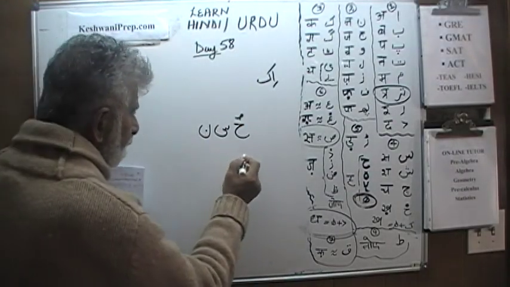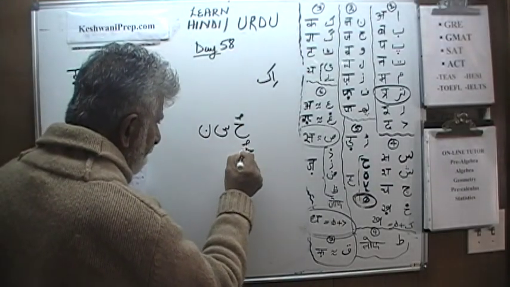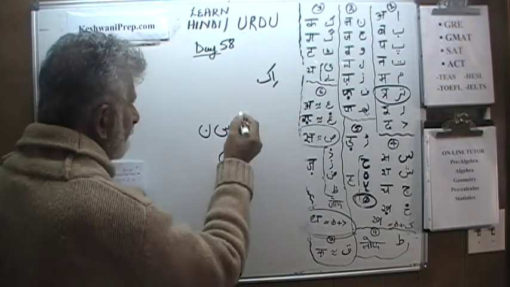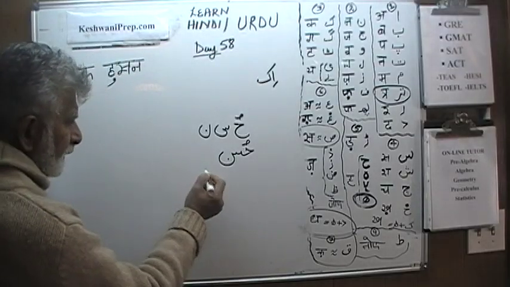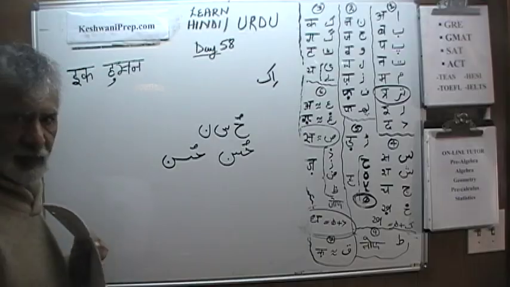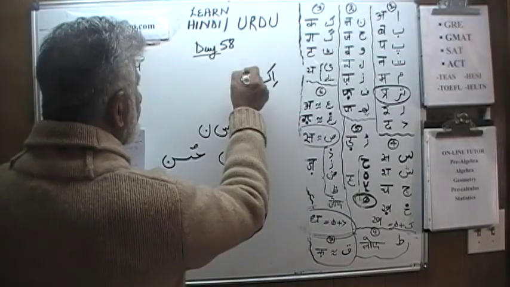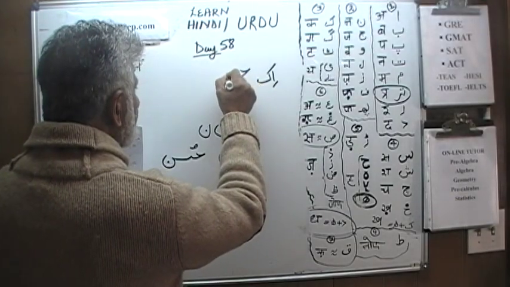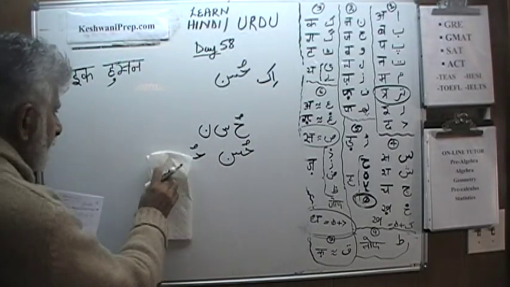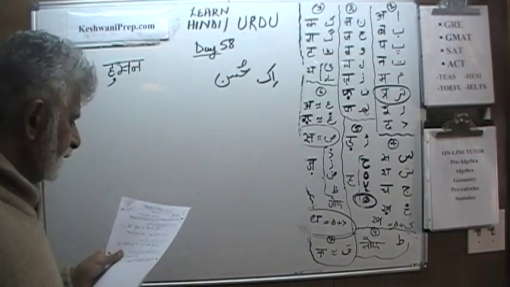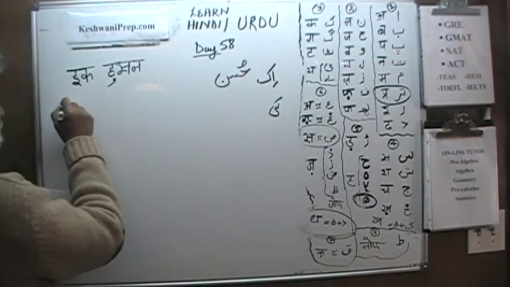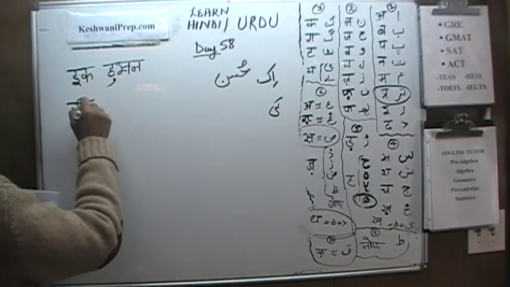Let's put it together. So this is going to take this shape here. Then the sin is going to join. Then we're going to join noon to it. You can write it like this, or you can write the hai along this. Same thing. Hu, sin, and then noon. Ek husn. Ek husn ki. Ki is very straightforward. Ki.